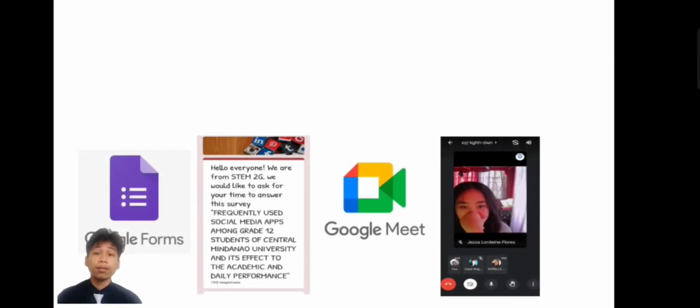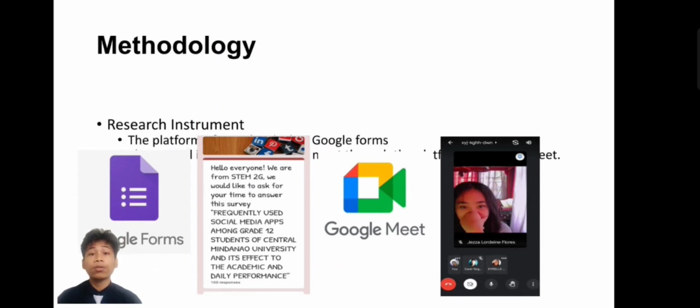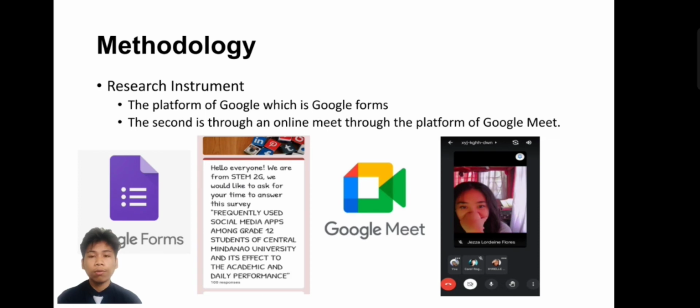Research instrument. The data collection was obtained by using two instruments. First is through the platform of Google, which is Google Form, in which it enables the selected students of Central Mindanao University to answer in the form of multiple choice. The second is through an online meet, through the platform of Google Meet. We will ask our respondents about their thoughts on the effects of social media to their academic and daily life.